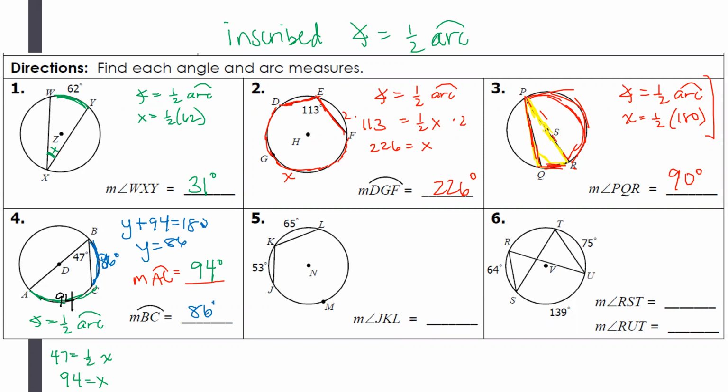All right, let's look at number 5. Number 5, it's asking us to find the measure of angle JKL. That's this angle here. Well, the angle will be half of the arc inside of it. The arc inside of it, though, is here. That's not labeled. How do you think we can find the measure of this arc given what's in the picture?